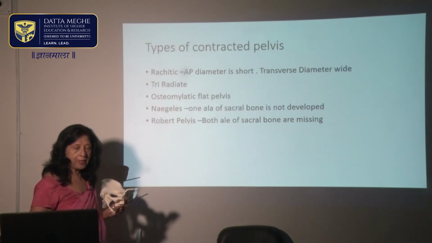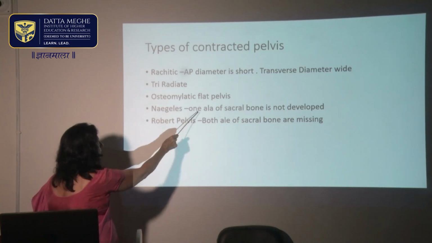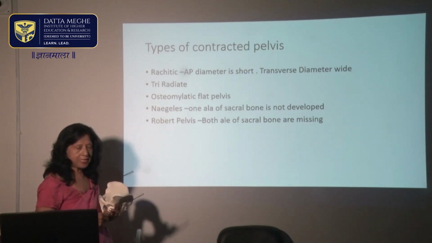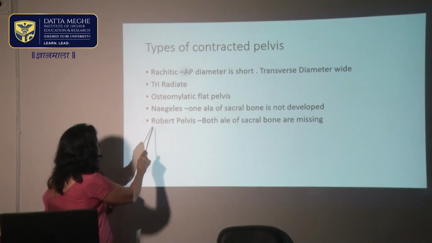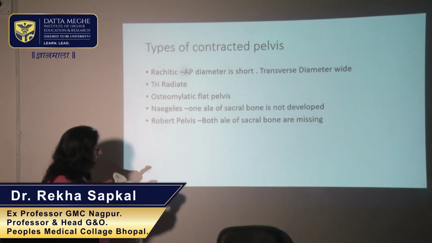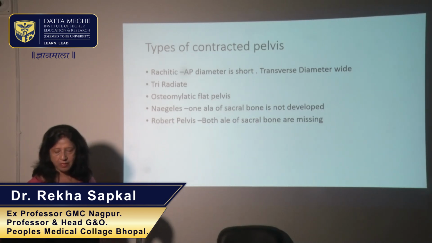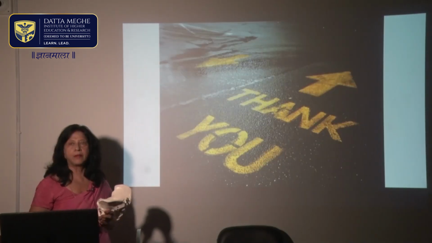Types of contracted pelvis: rachitic pelvis, osteomalacic pelvis, Naegele's pelvis and Robert pelvis. Naegele's pelvis means one of the ala of the sacral bone is missing. So it is asymmetrical. And Robert pelvis, Robert, there are two R's. This is one R and the second one. So both ala are missing, you remember like this, then it is a Robert pelvis. That is all we have discussed about the pelvis.